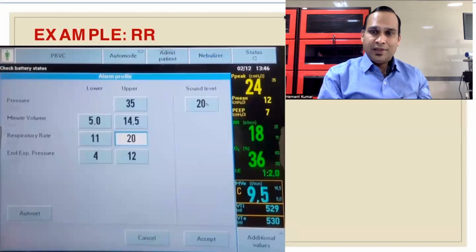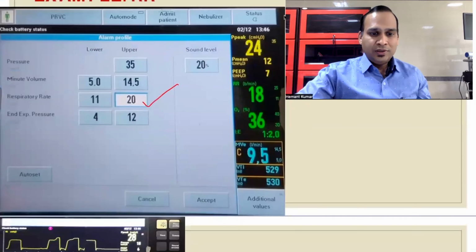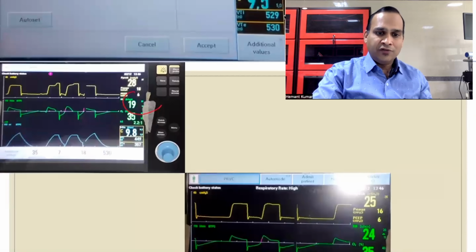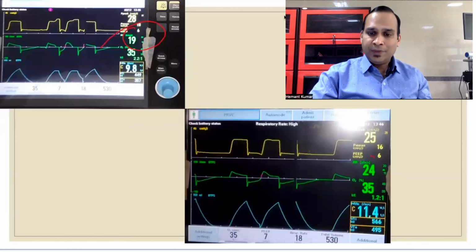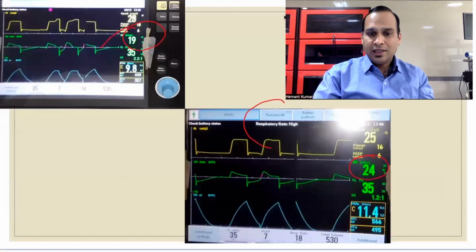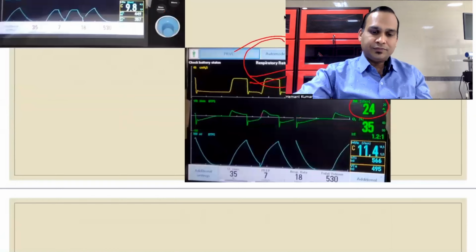Let us take an example, respiratory rate. We have set the upper limit as 20, meaning if the patient's respiratory rate goes beyond 20, there will be an alarm by the ventilator. Now in the upper part, you can see there is a respiratory rate of 19. So there is no problem. Once it crosses 20, in the lower panel you can see 24. So it crossed 20, and the alarm will alert. You can see this is the alarm, respiratory rate high. So we have to set alarms accordingly.